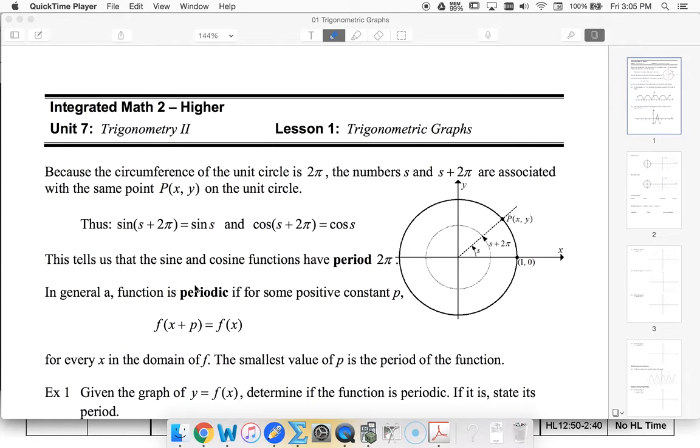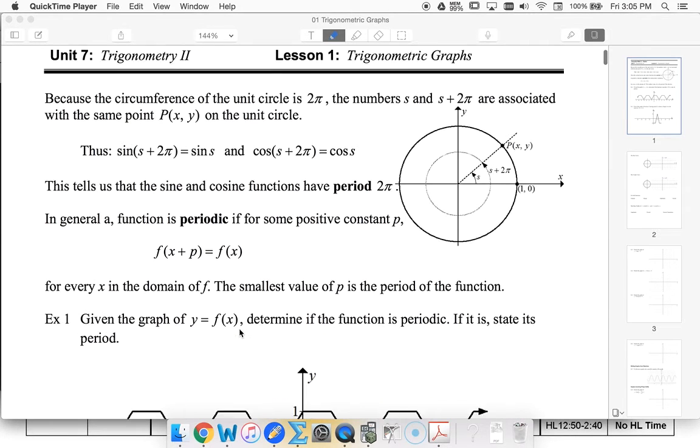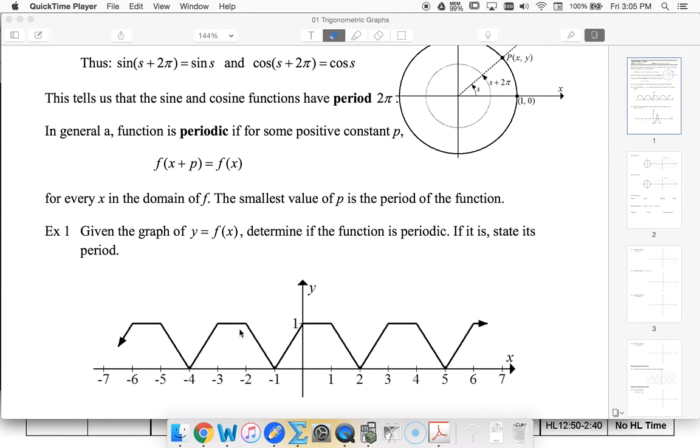We call that a periodic function. So a function is periodic if I add some period, in this case 2 pi for sine and cosine, we get the same value as the original. So that's periodic. So here we're going to look at some pictures and determine if they're periodic.